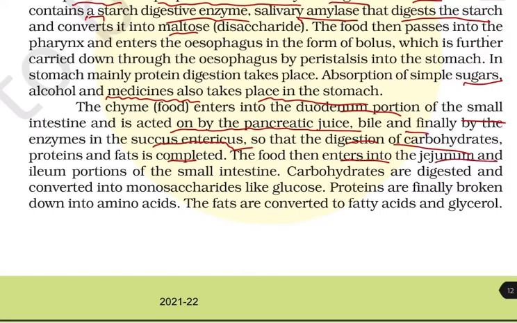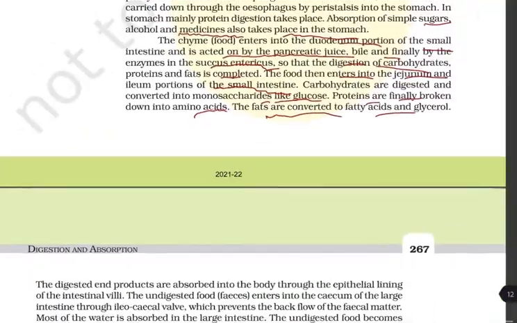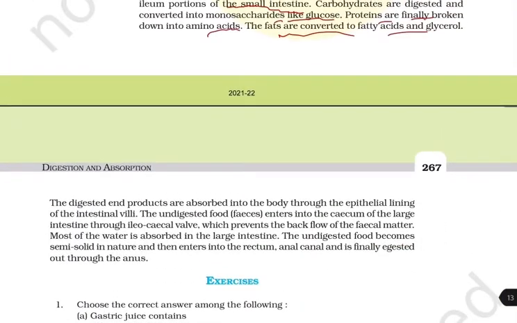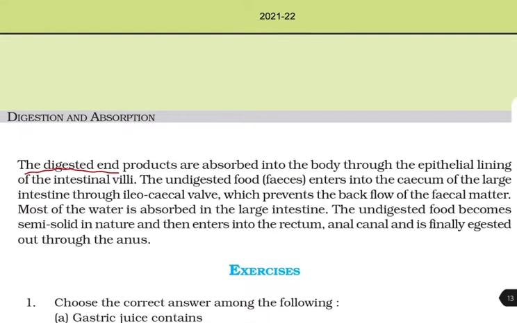The food then enters the jejunum and the ileum portion of the small intestine. Carbohydrates are digested and converted into monosaccharides like glucose. Proteins are finally broken down into amino acids, and the fats are converted to fatty acids and glycerol. The digested products are absorbed into the body through the epithelial lining of the small intestinal villi.